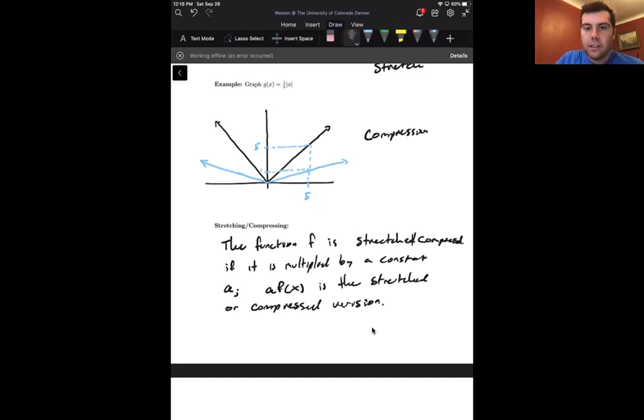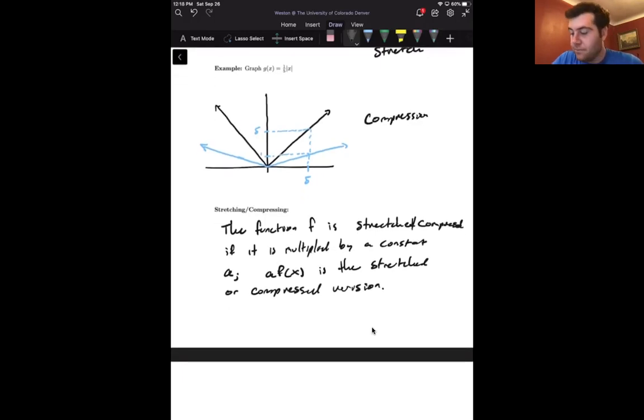And mostly it's just terminology, where it's stretched if a is greater than 1 and compressed if a is less than 1, just because of how the graph looks. It doesn't really make sense to say stretched if you're making something smaller. So we use compressed instead. And this is also helpful to just look at Desmos to see how it changes. So we'll do that next. I'm going to stop sharing and share Desmos.